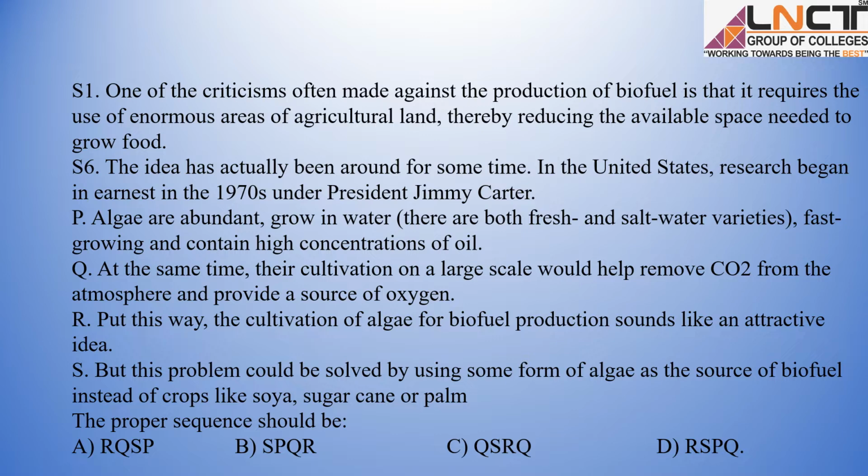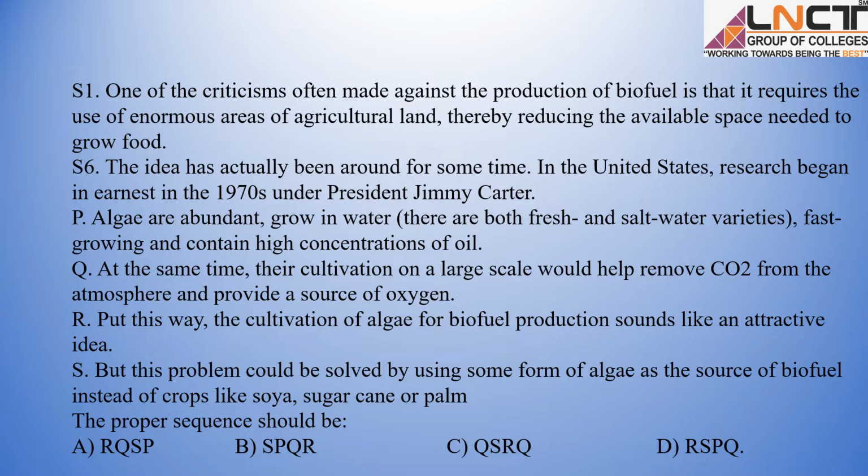Let's see if we can put some of the principles that we just learned to practice. Here is a sample parajumble question. So sentence 1 and sentence 6 both are given, and so are 4 more sentences. Sentence 1 says, one of the criticisms often made against the production of biofuel is that it requires the use of enormous areas of agricultural land, thereby reducing the available space needed to grow food. So it talks about biofuel and its production and its criticism.